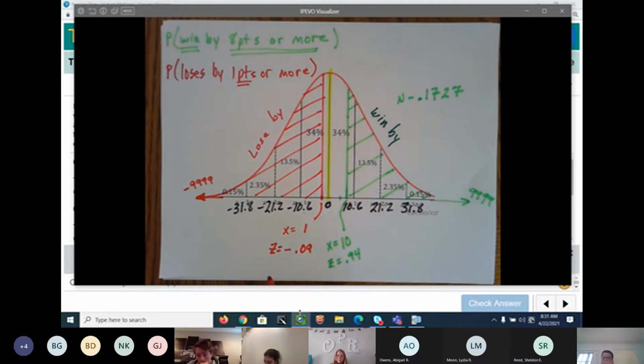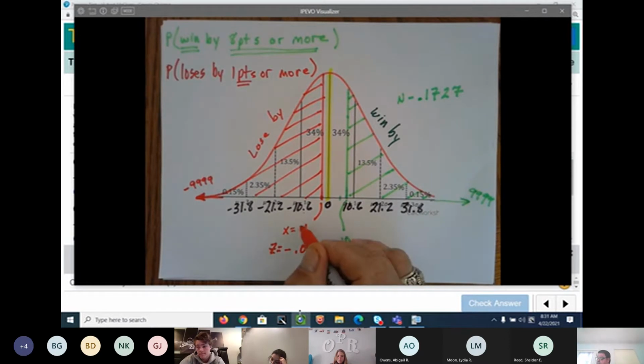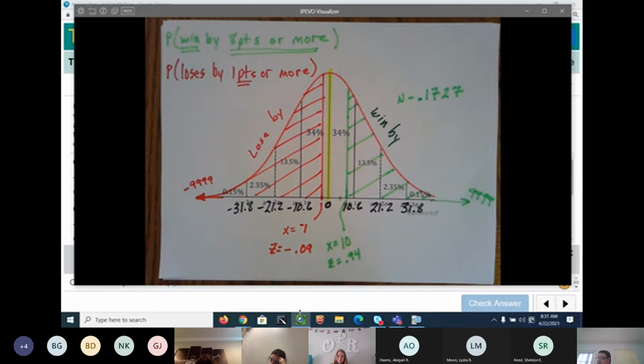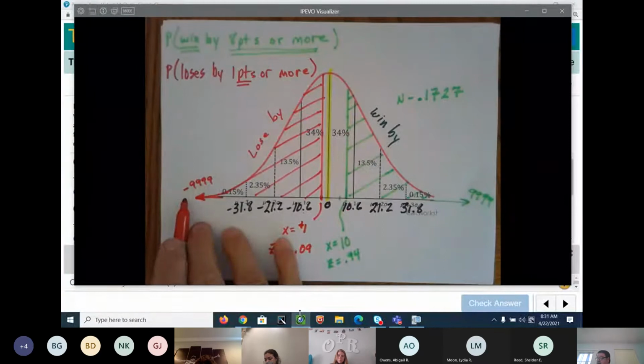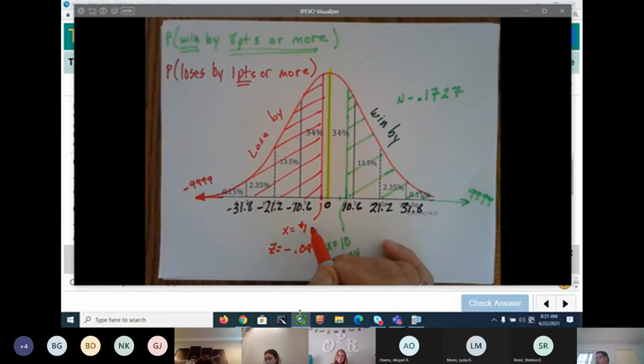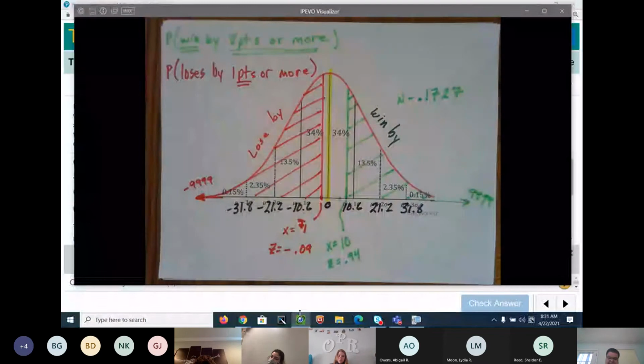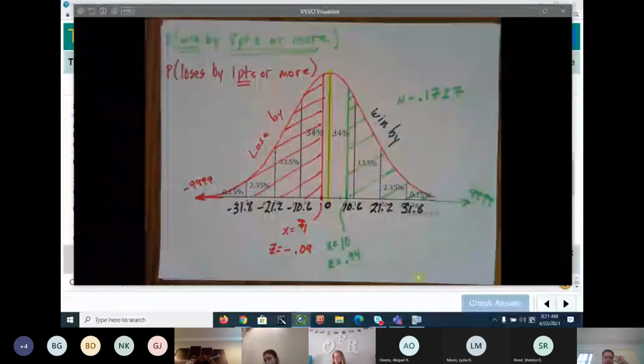Okay, so if you've got an older calculator, you're going to go from negative 9999 to 0.09. Sorry, we read left to right. If you have a new calculator, you're not going to do a negative 1 because that would be wrong. You would do negative 9999 to negative 1. I believe you would type in negative 1. It's a little bit confusing when you do it with a new calculator.